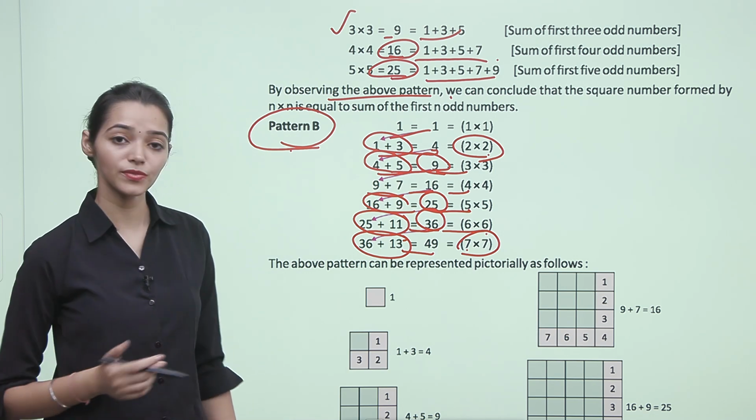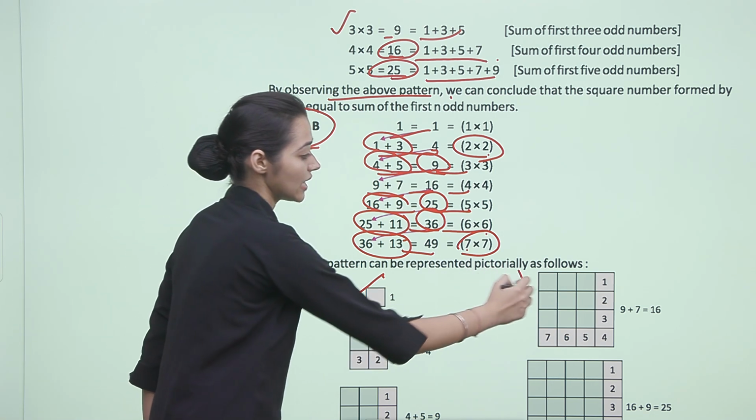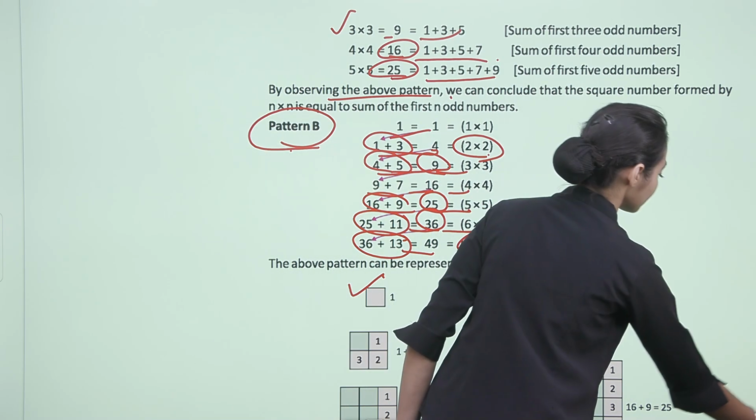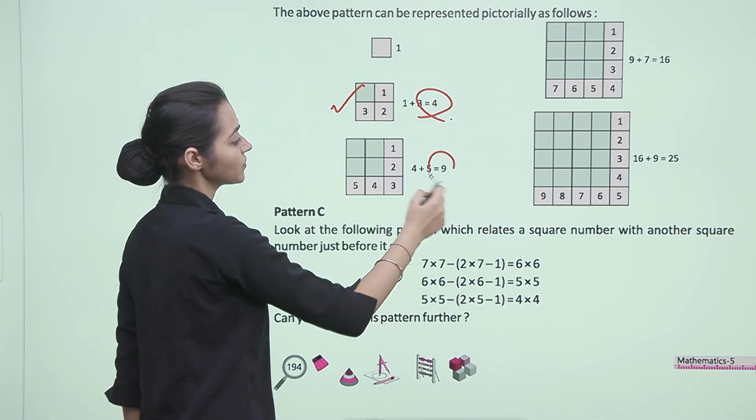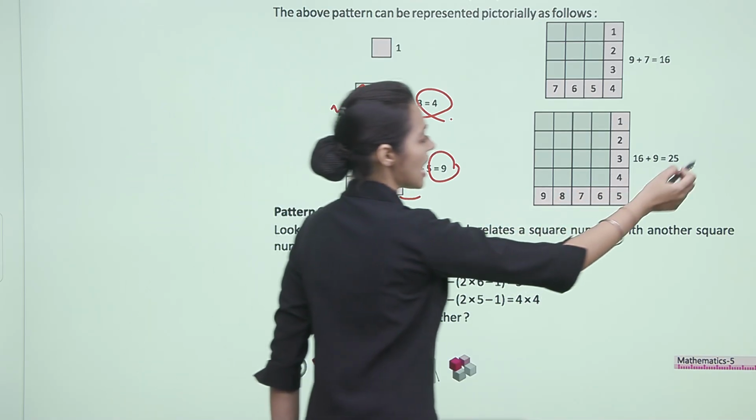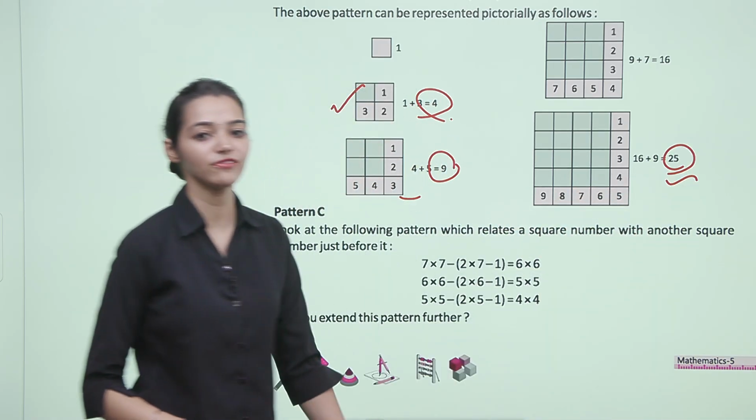We can represent it pictorially as 1, 9 plus 7 is 16, 1 plus 3 is 4, 2 square, 3 square, 9 and 25, that is 5 square.